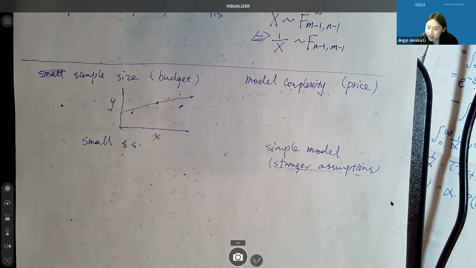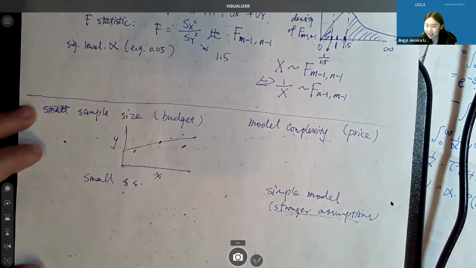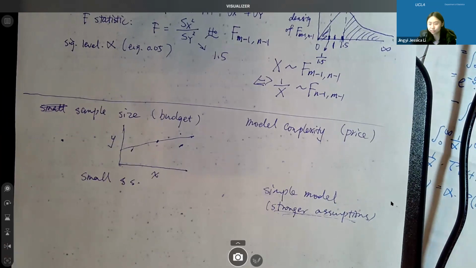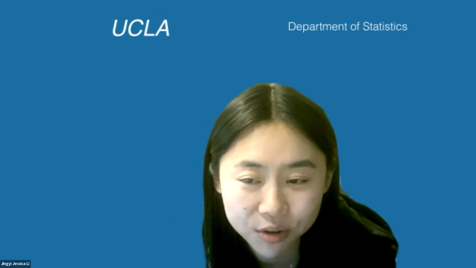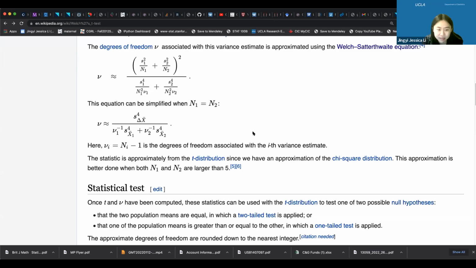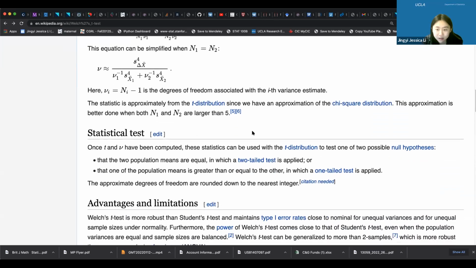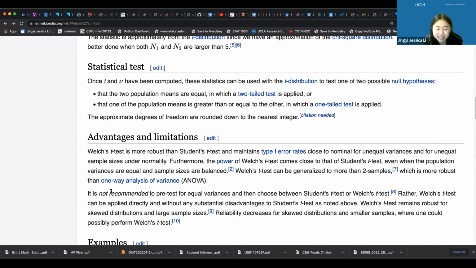So coming back to the question we discussed: is it okay to use the F-test before the Welch's test or the two-sample t-test? Actually, if you have sharp eyes, the wiki gave us the answer. The wiki gives the recommendation, and I checked it out myself. I think it's very interesting. Here it says that it's not recommended to pre-test for equal variance and then choose between the t-test or Welch's test.